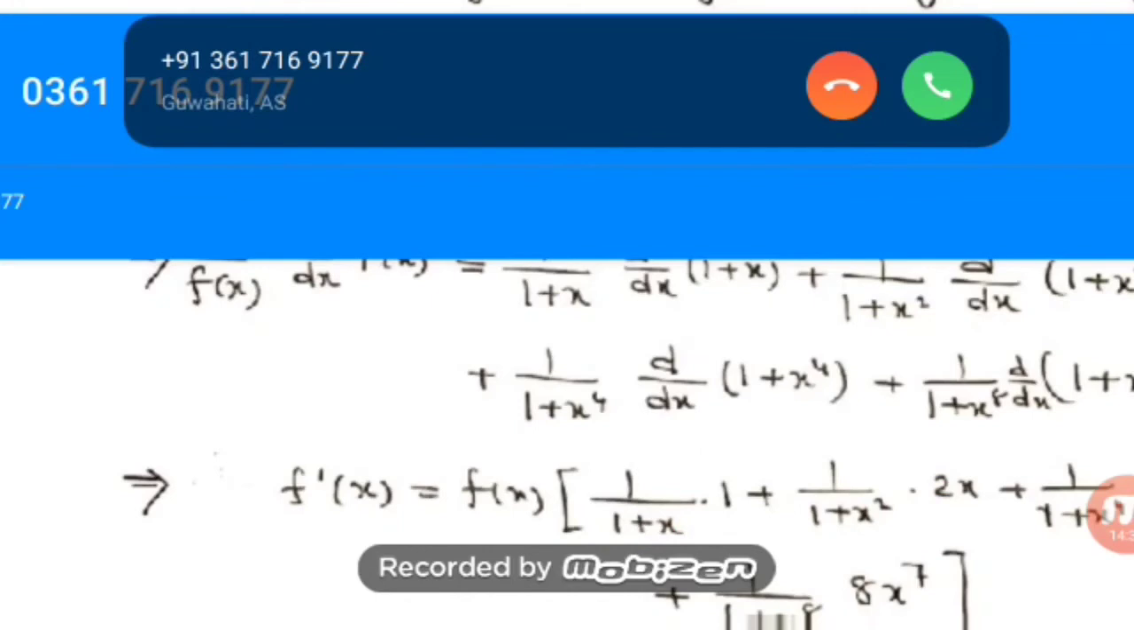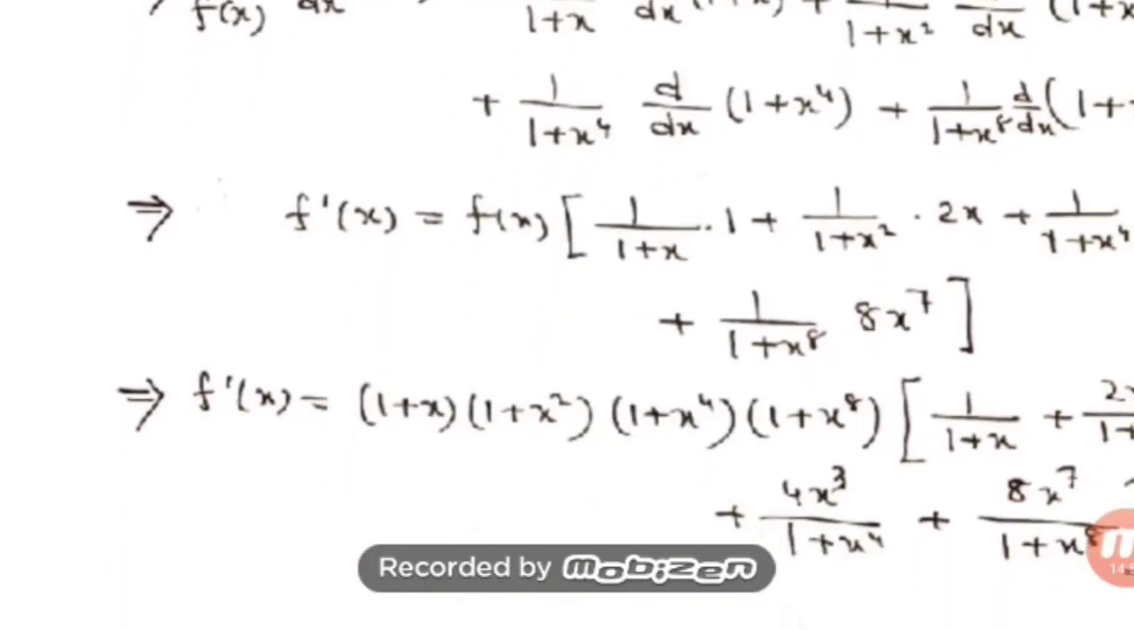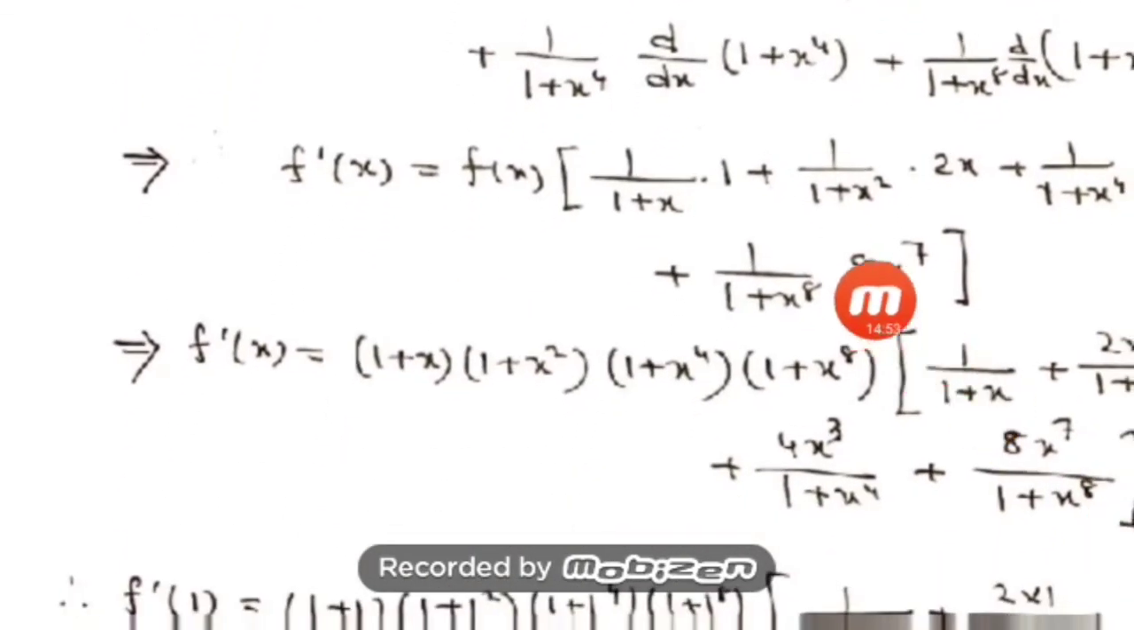And what is this? Here you see, log of (1 plus x), d/dx of (1 plus x) is 1. 1 by (1 plus x squared), d/dx of this is twice x. 1 by (1 plus x to the power 4), x to the power 4 gives 4x cube. 1 by (1 plus x to the power 8) into, x to the power 8 gives 8x to the power 7.